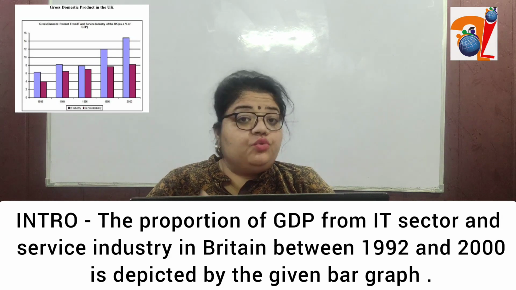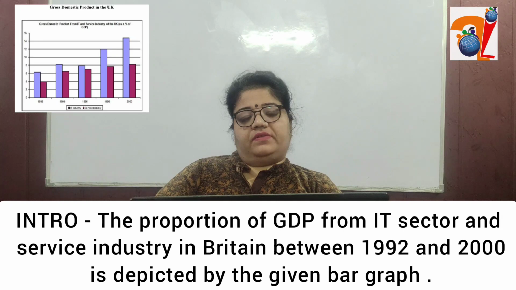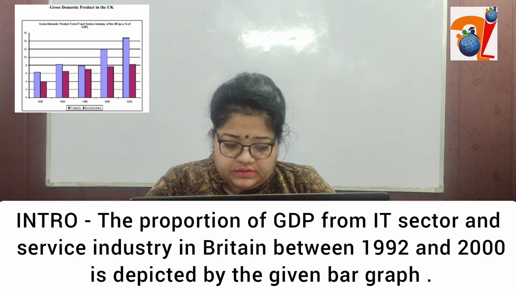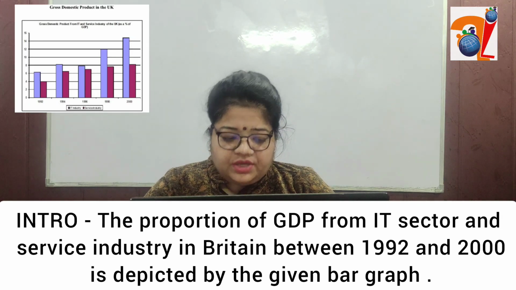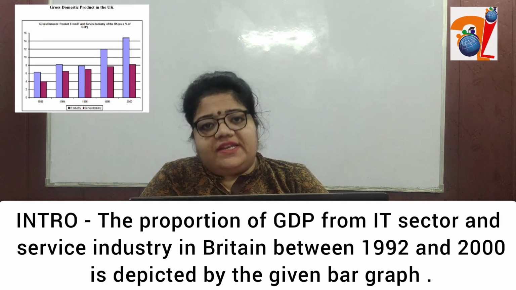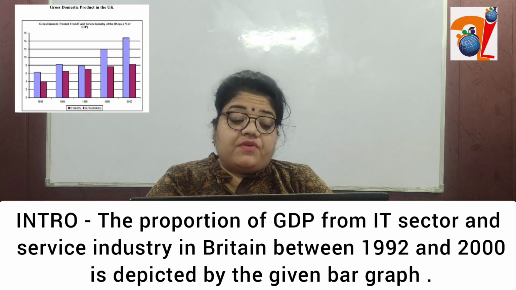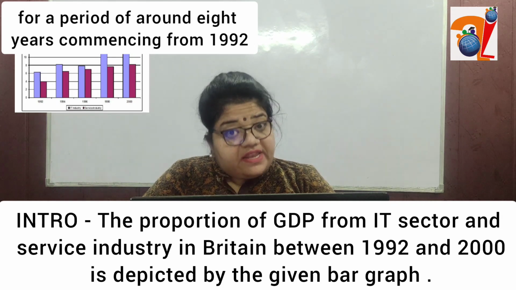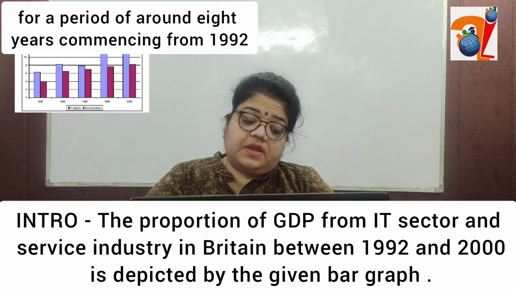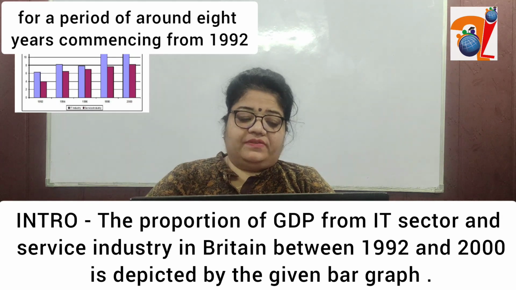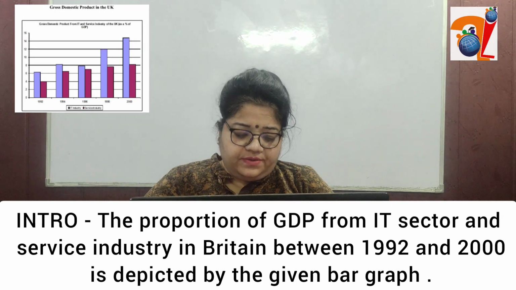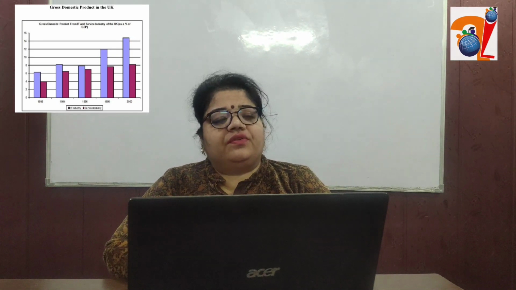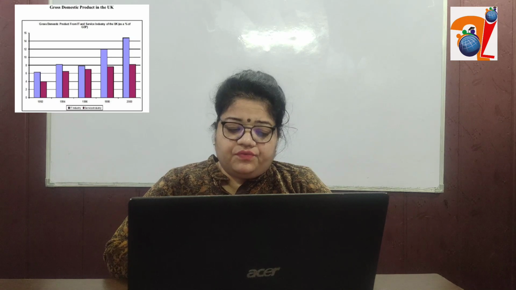From 1992 to 2000. So you can make a difference of writing between 1992 and 2000. It is depicted by the given bar graph. So to write the time differently, you can even write it, please check, for a period of around 8 years, commencing from 1992. This way again. Or if you find writing in a passive sentence difficult, don't worry, you can write it in the active form again.